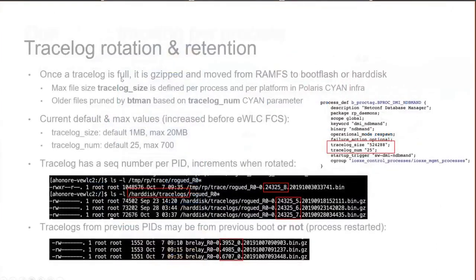As I was telling, once the trace log is full, it is gzipped and moved from the RAM file system to boot flash or hard disk. There will be a maximum size defined, and after that the older files will be deleted. Trace logs have a sequence number per PID that increments when rotated. Retention is done by storing it in the hard disk for persistent storage. If the number of trace log files exceeds the limit, the oldest trace log files will be deleted.